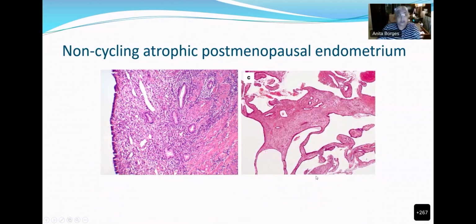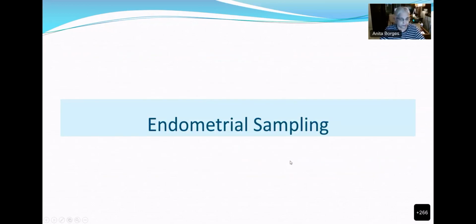Excellent. Now here is non-cycling atrophic postmenopausal endometrium. You see the endometrial lining, and next to the endometrial lining there is a very thin endometrium in which you see the basalis, which are these dark-looking things, and you see some blood vessels. There is really no functionalis, right? Sometimes you get cystic change within the basalis of this endometrium, and then you call it cystic atrophy of the endometrium.